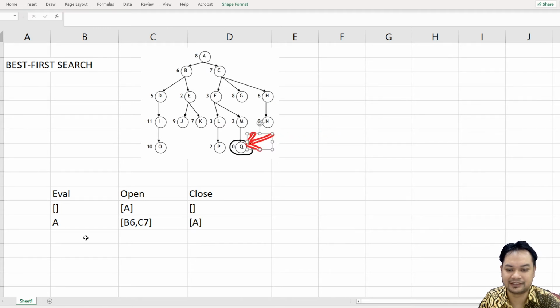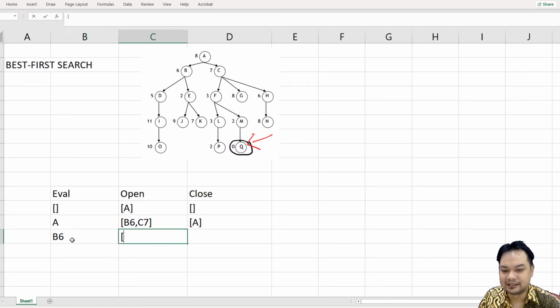You have no choice except to select A. And then you put here B6. And then under B6, you have E2. So you put here E2, E2 first. And then D5, and then C7.